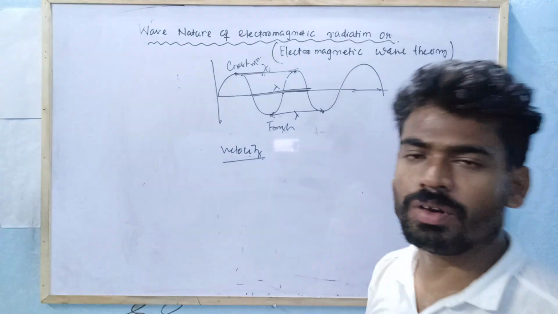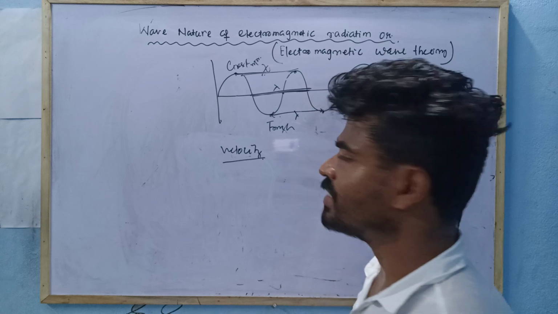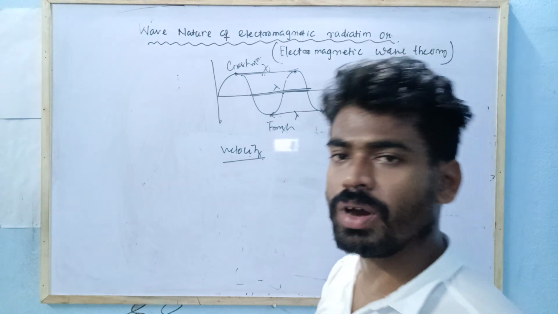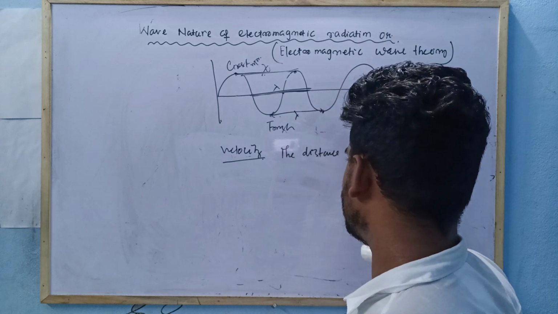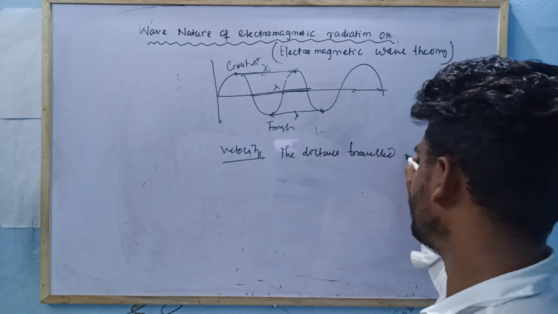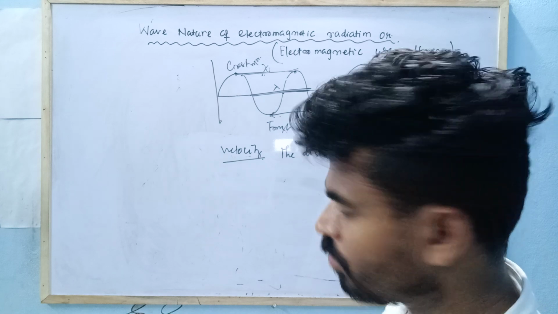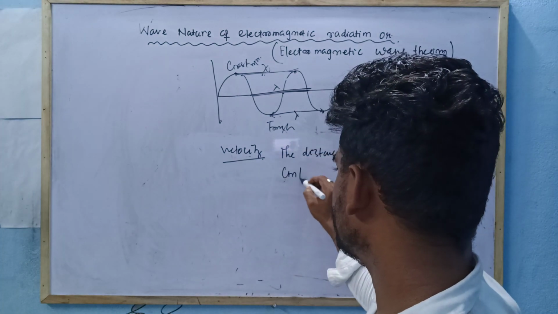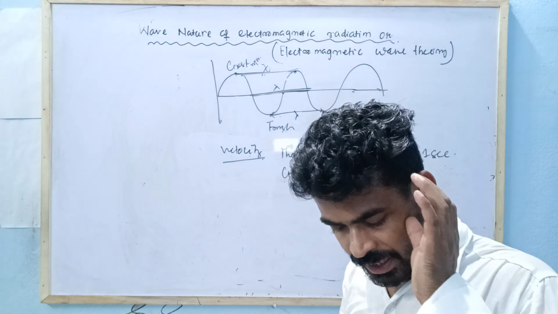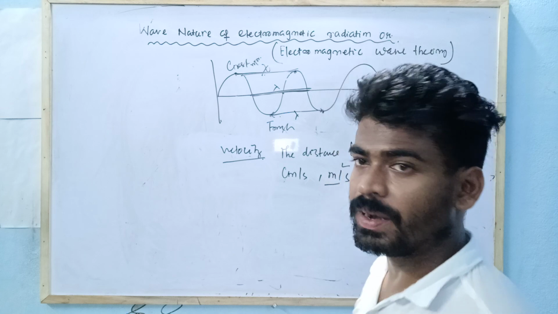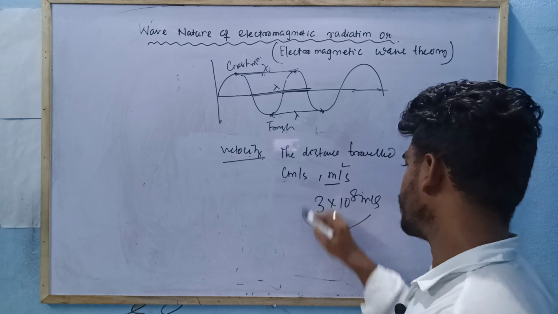Velocity means distance covered per unit time. It is the distance traveled by the wave in 1 second. That is your velocity. The velocity unit is centimeter per second, or you can say meter per second. Since all electromagnetic radiations travel with the velocity of light, its velocity is taken to be 3 into 10 to the power 8 meter per second.